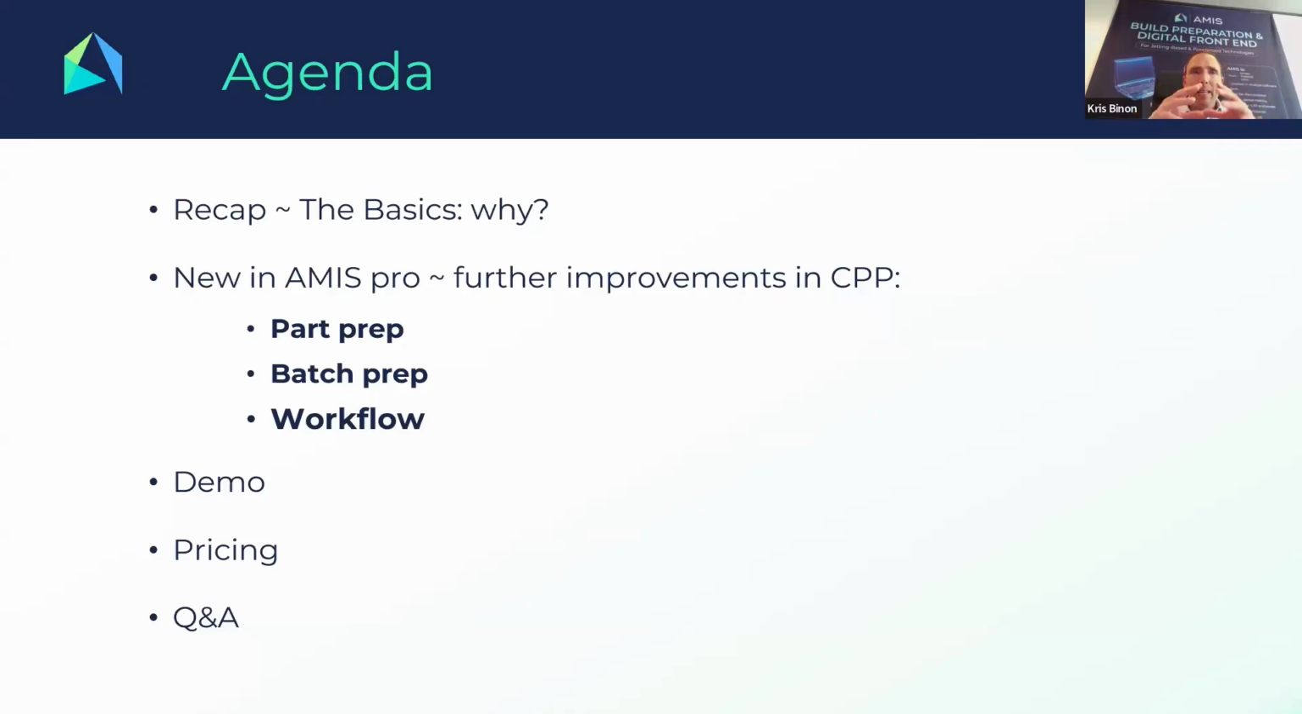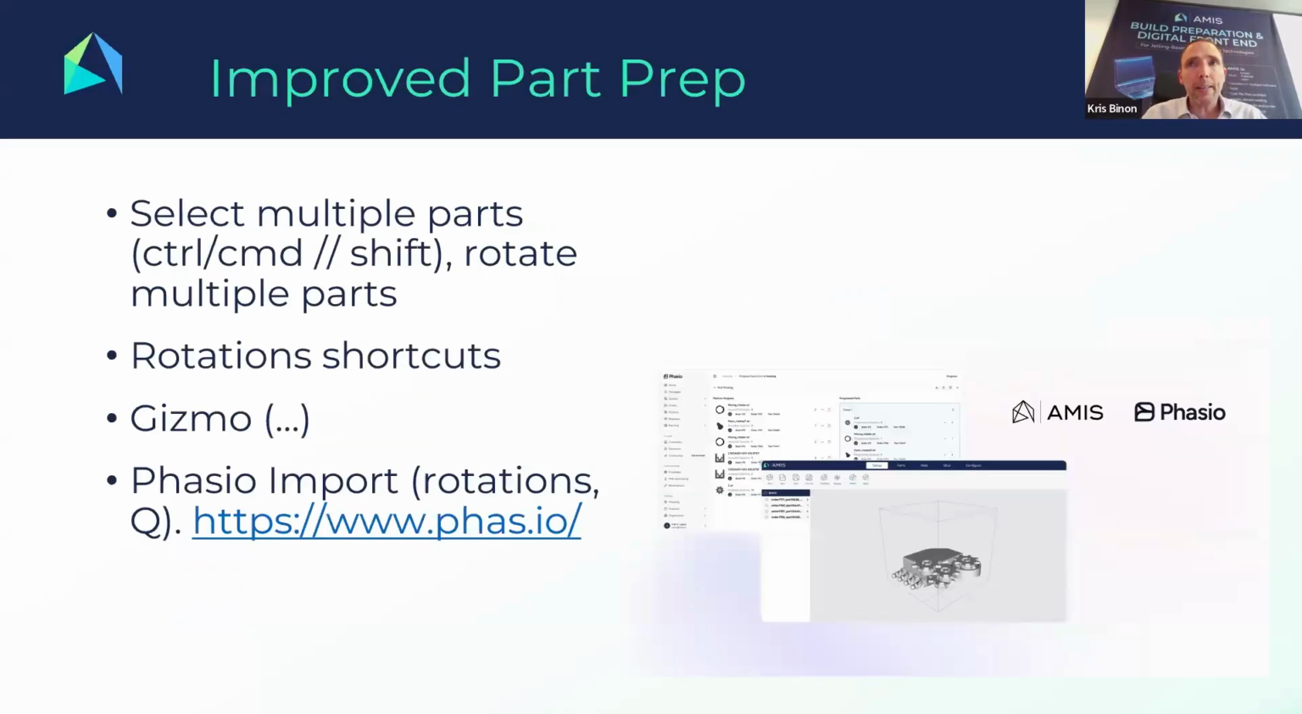And of course, those are also the main parts in our software. This is about part preparation, it's about batch preparation, and it's about the workflow as a whole. Now, starting with the first one, the part preparation, there are a few things added there. First of all, and it sounds like something small, but it really makes life easier. You can now select multiple parts, not only with shift, so a whole range of parts at the same time, but also with the control or command buttons, so that you can select several parts individually. And then you can rotate those parts all at the same time.